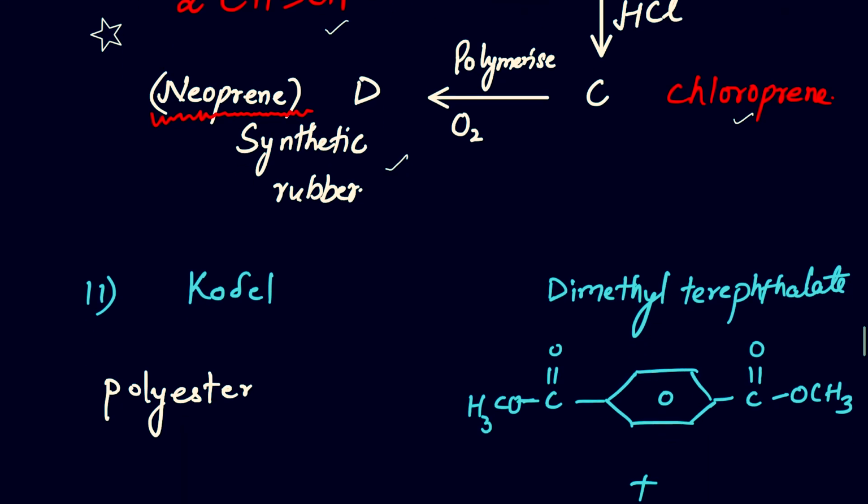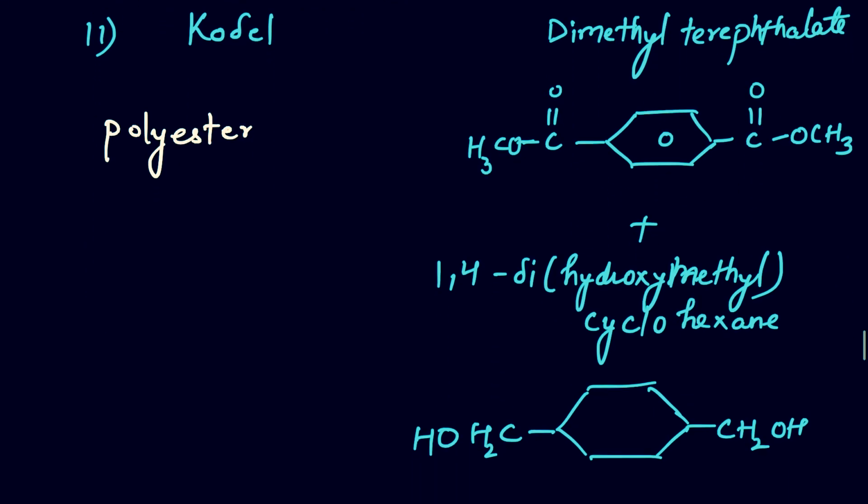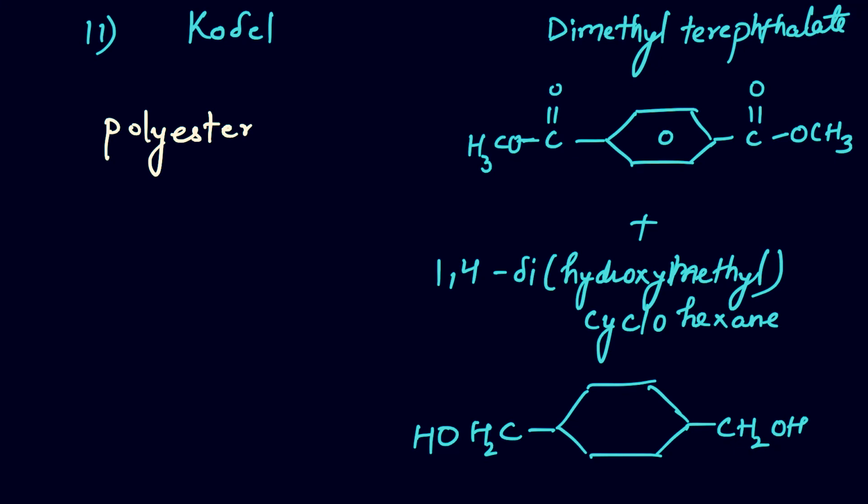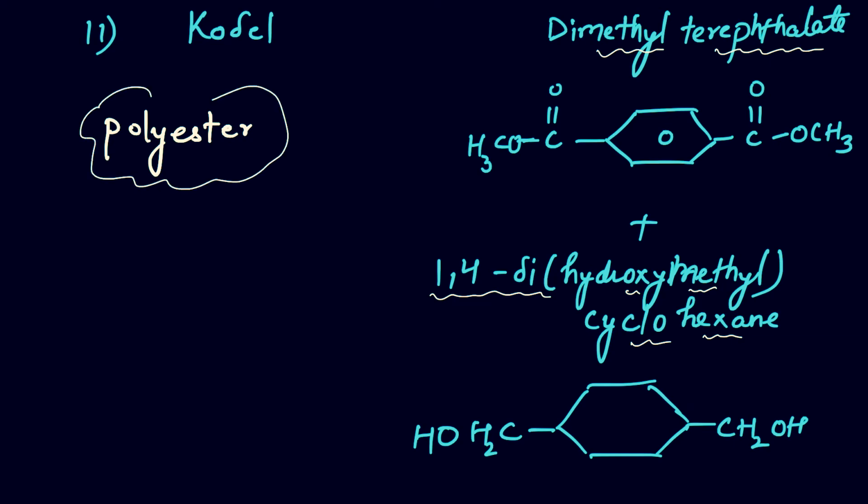Now moving on to our next polymer, that is codal. So its monomer is dimethyl terephthalate and 1,4-dihydroxy methyl cyclohexane. Now please remember that this is also an example of polyester. So codal is again a polyester.